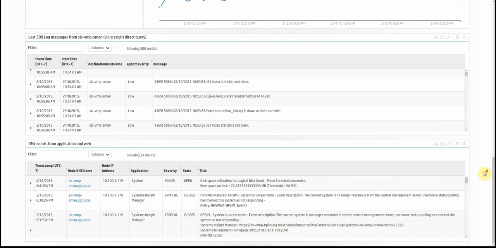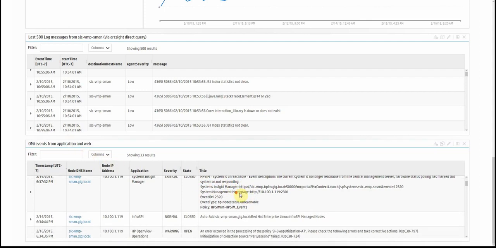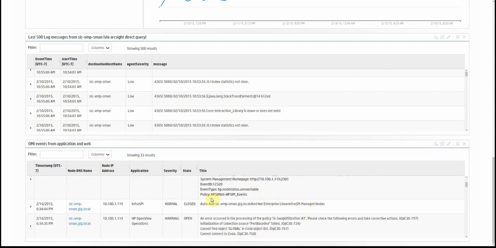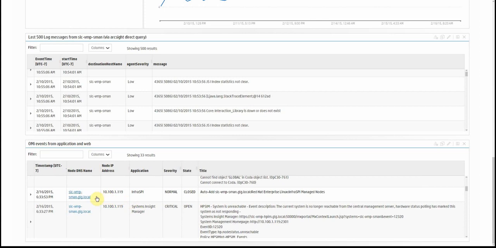If we come on down to the OMI events from the application web, we can see that from the 16th, we've got some system is unreachable events. That's significantly bad. These are coming from Systems Insight Manager, coming through into BSM, and across OMI into Operations Analytics, just for viewing, so we can get a consolidated view across all of this information. We can see lots of different things. Error occurred processing of a policy for swap utilization. We can see more issues on that node.